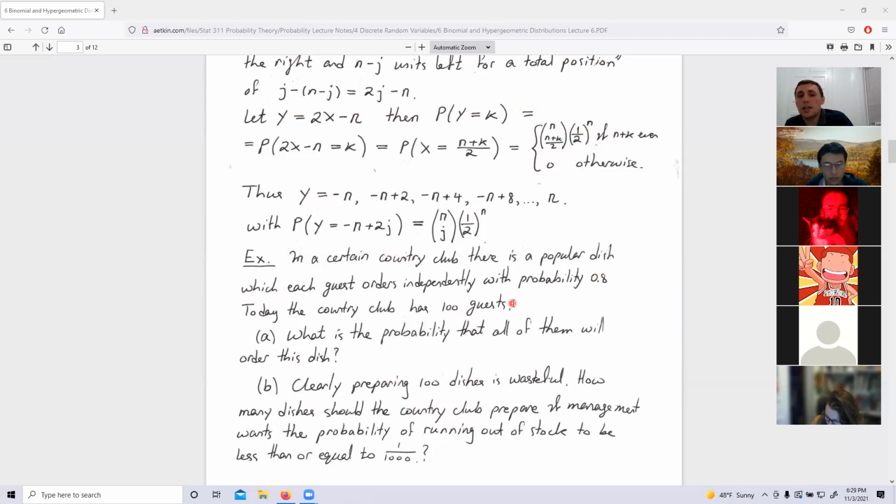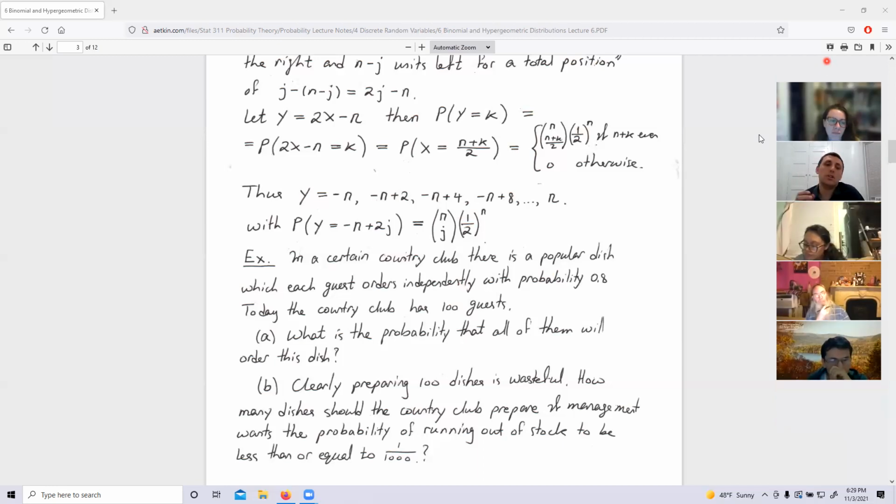Today, there are 100 guests, right? So what is the probability that all of them will order this dish, guys? Understand? So they order this dish or something else. This dish is so popular, it's 80% likely to be ordered. What is the probability that all the 100 guests order that dish?